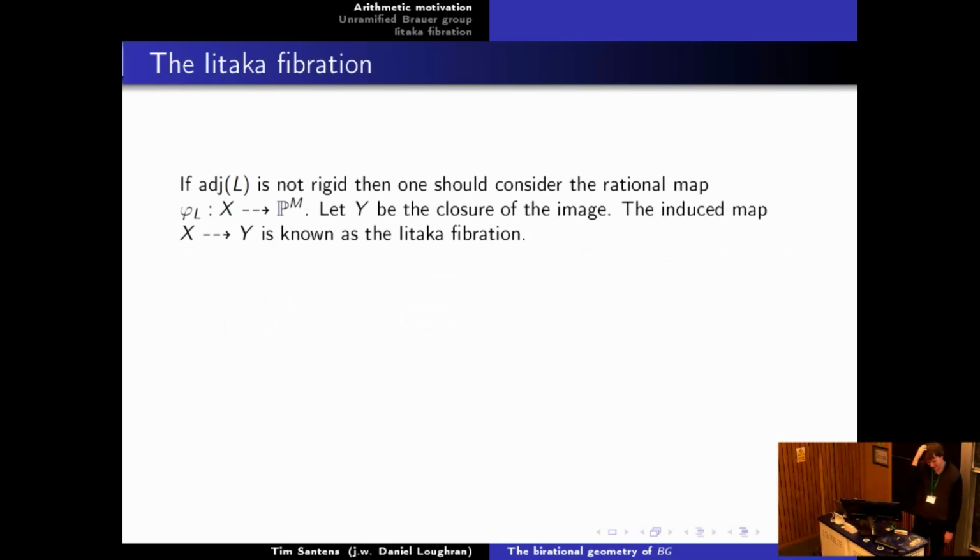So in the other case, if it's not rigid, you should consider the rational map defined by the adjoint divisor, which I call phi of L. This is a rational map to some projective space. Let Y be the closure of the image. Then you have some induced rational map from X to Y, and this is known as the Iitaka fibration.